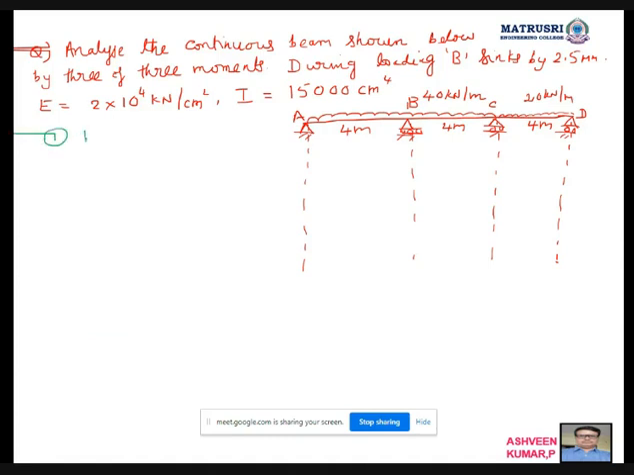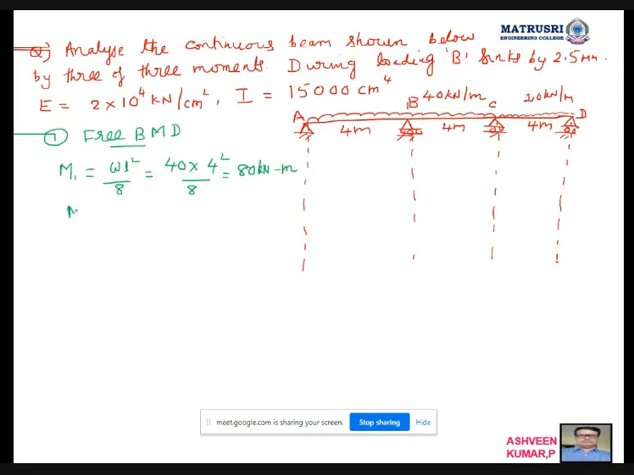So I am drawing now the free bending moment diagram. I am saying M1. What is M1? WL square by 8. This is WL square by 8, that is 40 into 4 square by 8, that is 80 kilonewton meter.